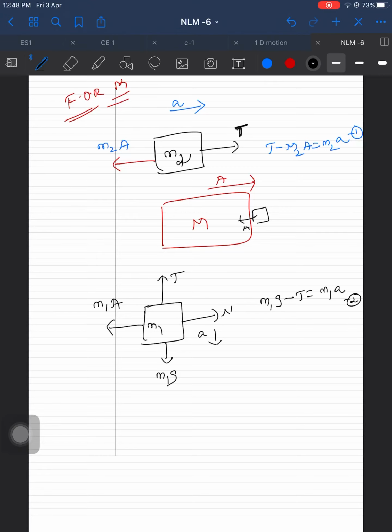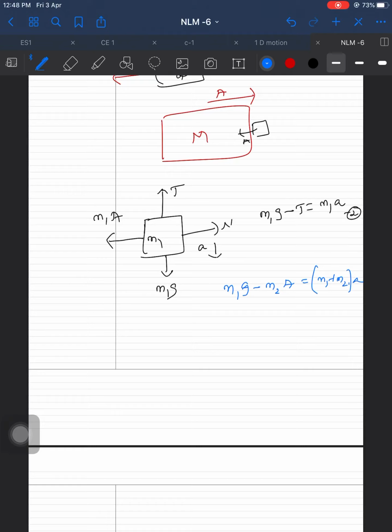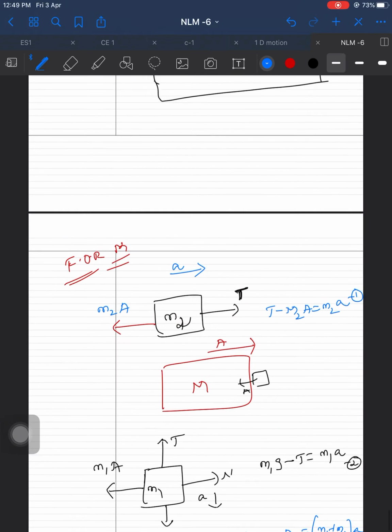Now let's solve equation 1 and equation 2. If we add equations 1 and 2, we will get the answer directly. m1g minus m2 into A is equal to (m1 plus m2) into a. What is a?